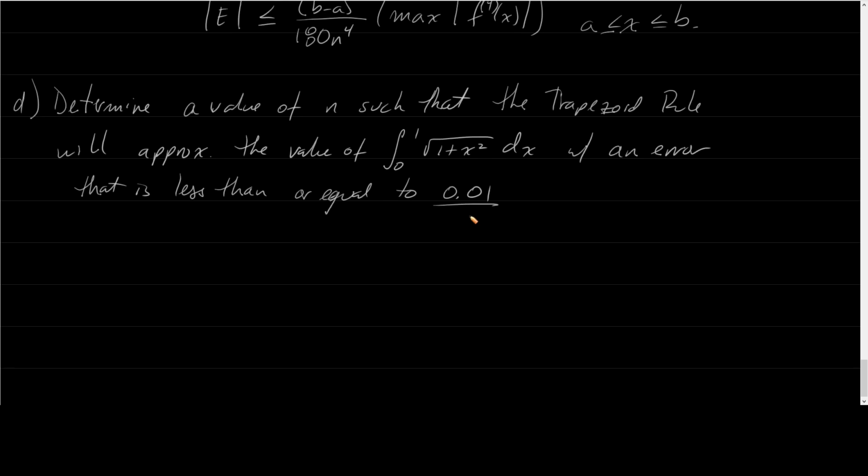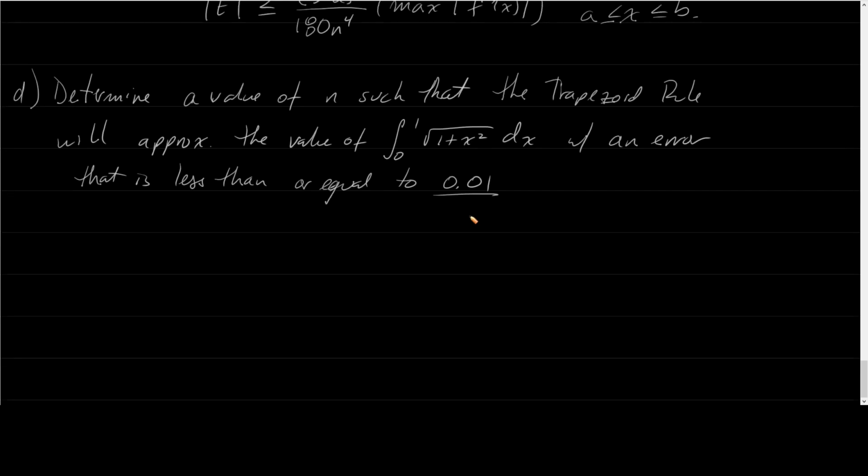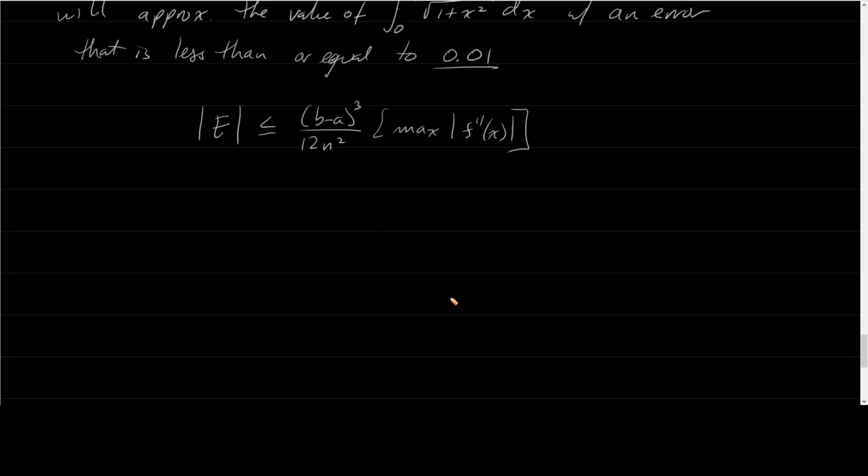First, let's recall what the formula was for this error. Since we're using the trapezoid rule, the error for the trapezoid rule says that the absolute value of E must be less than (b minus a) cubed over 12n squared times the maximum of the absolute value of f double prime of x. So in order to do this, we need to first figure out what f double prime of x is.